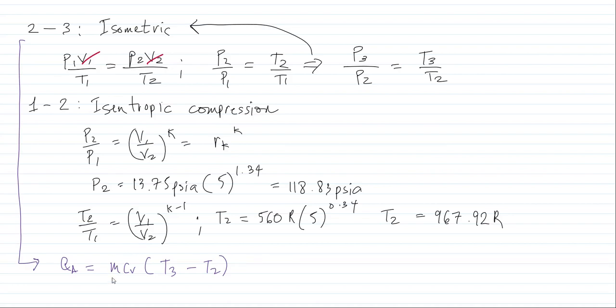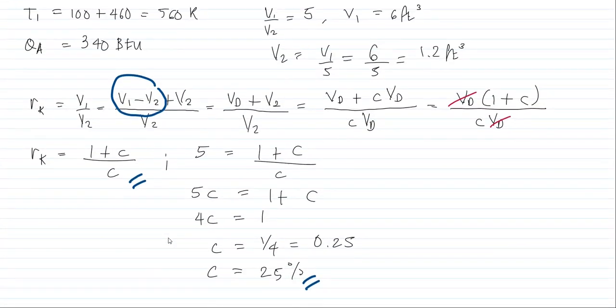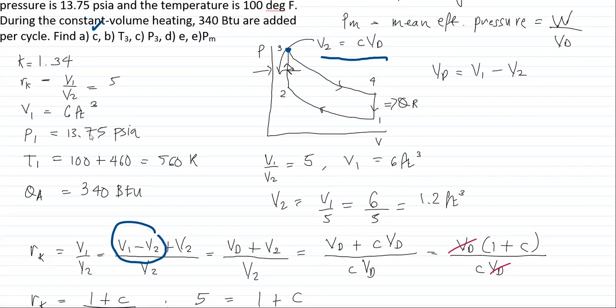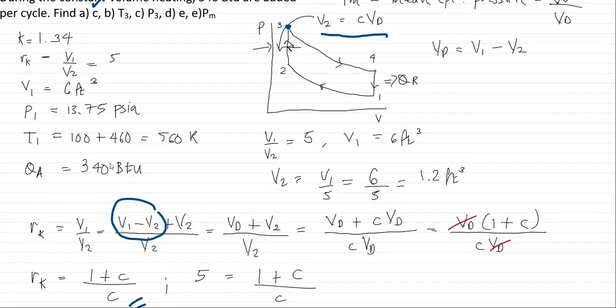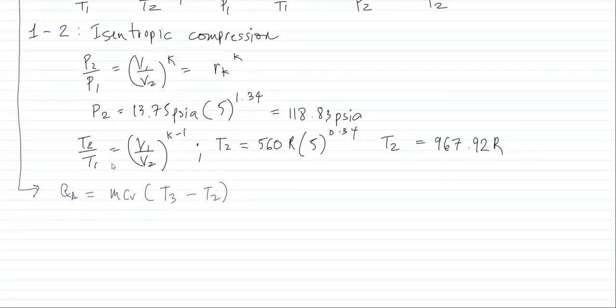So the initial here is the temperature 2, okay, because we're dealing with process 2 to 3. We don't have mass yet, but we can solve the mass by the initial given P1, V1, and T1. Since we have P1, V1, and T1, we can use the perfect gas law. PV is equal to MRT. So mass is equal to P1 V1 over RT1.